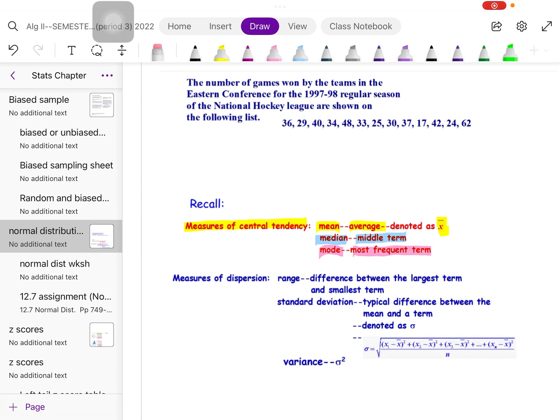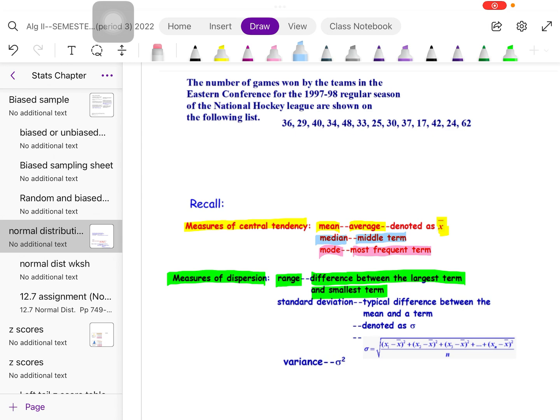Then we have things called measures of dispersion. To disperse data is how it falls out, how it is spread out. So dispersion is the spread. One measure of spread is called the range. This is different than the range of our functions. That was our y values. The statistical range means to take the difference from the largest term minus the smallest term. So you are seeing how many units of data are between your biggest and your smallest.